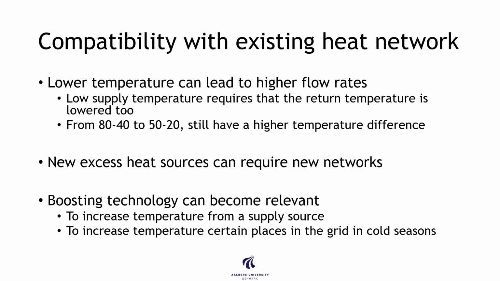When we look at the network, then low temperature, as I mentioned, can lead to higher flow rates. Low supply temperature requires that the return temperature is lower too. This could be an example from the figure before. If we have a current third generation system, you might be very good and achieve an 80-degree supply temperature and a 40-degree return temperature. Now you lower the supply temperature to 50 degrees, and your return temperature is lowered to 20 degrees.